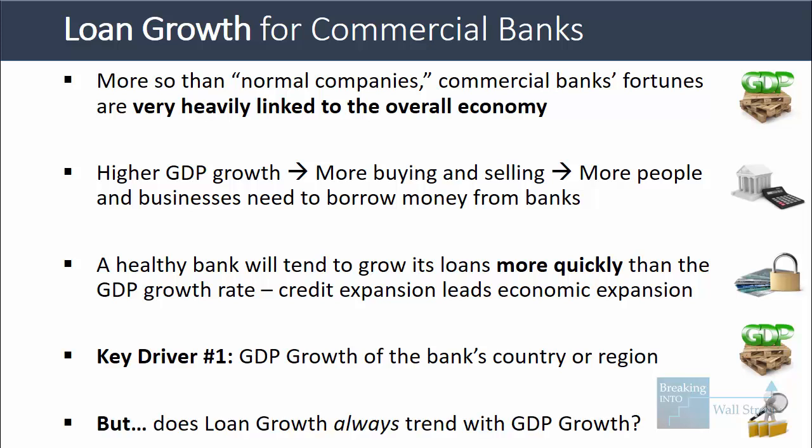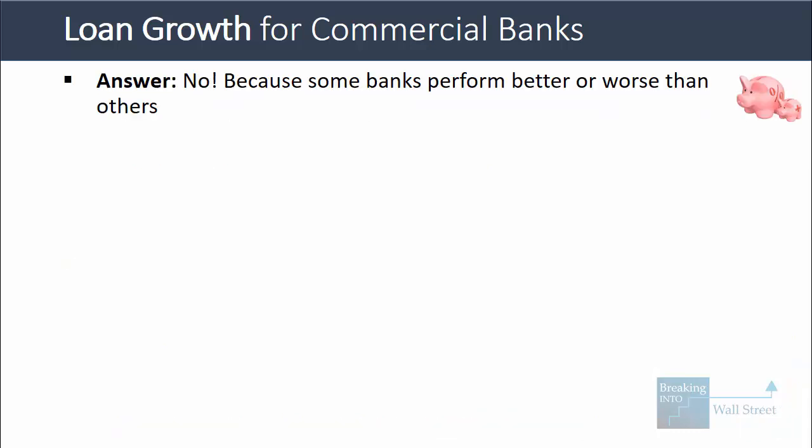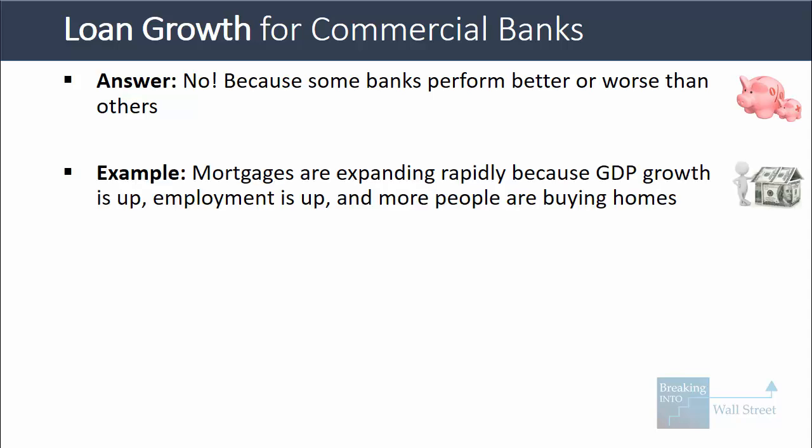Of course, it's not quite the whole story, because loan growth may or may not trend with GDP growth. Usually there's going to be some type of correlation, but it's not quite accurate to say that, for example, if GDP is growing at 3% and loans have been growing at 5%, then they're going to keep growing at 5% as long as the GDP growth stays at around 3%. And the reason it's not quite accurate is because some banks may perform better or worse than others.